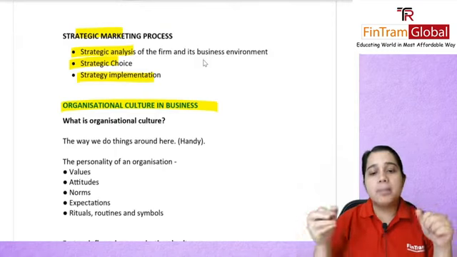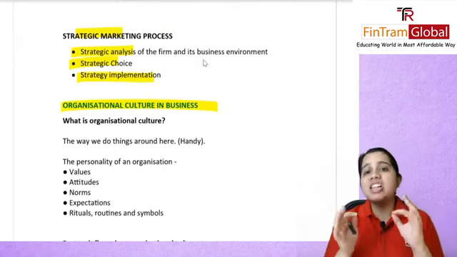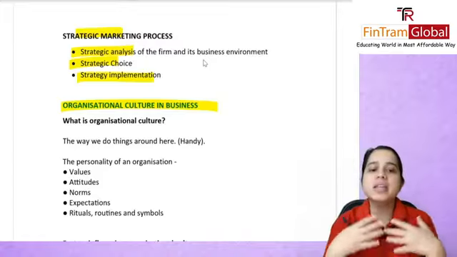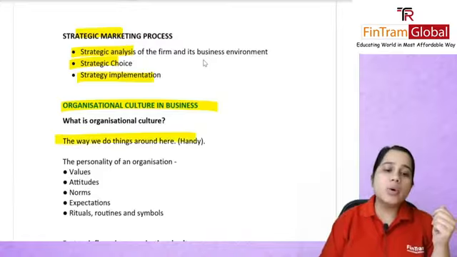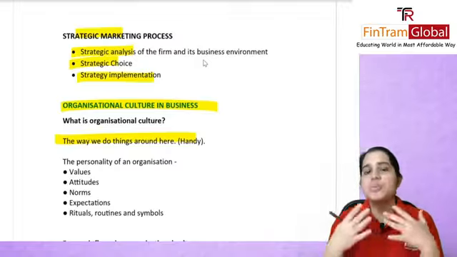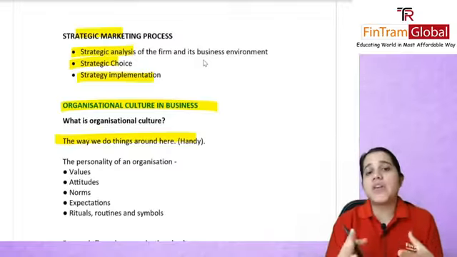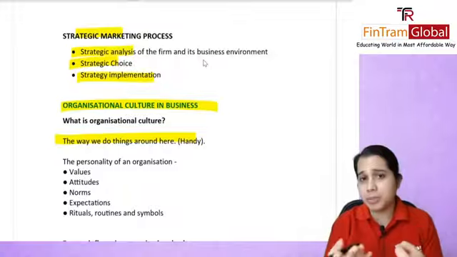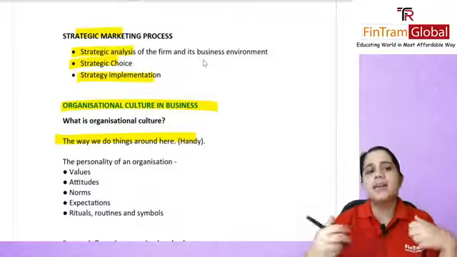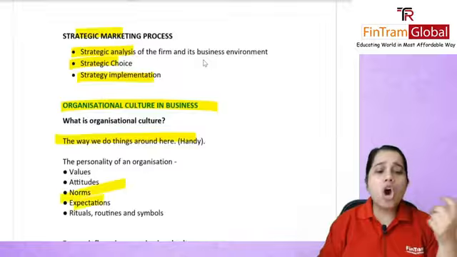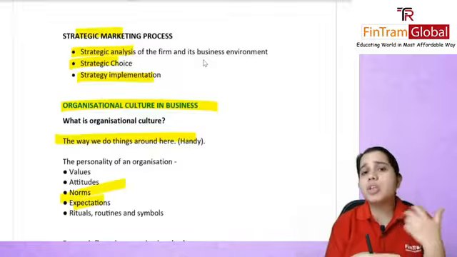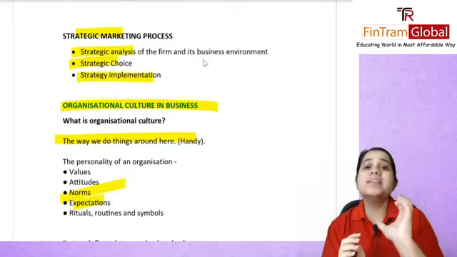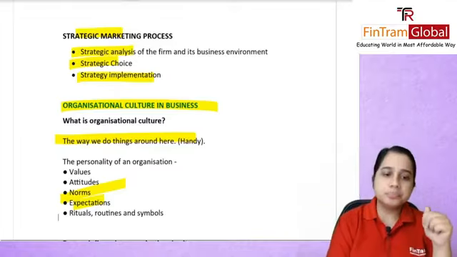Next, we'll be talking about organizational culture in business. So as Handy said, organizational culture is basically the way we do things around here. So any organization's personality is going to depend on various factors. What were the factors? The values, the attitudes, the beliefs that people have, the assumptions that are there, the expectations, the norms, whatever the routines are going on, the rituals, the symbols. All of these can impact the personality of your organization.